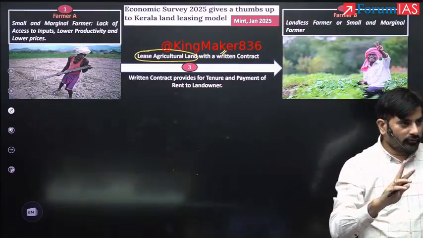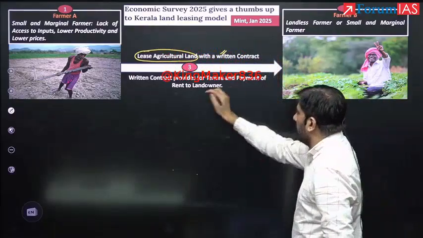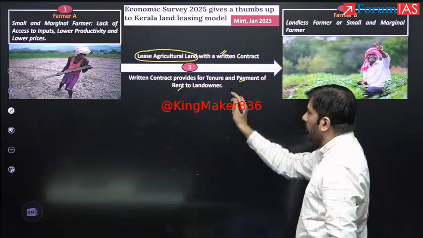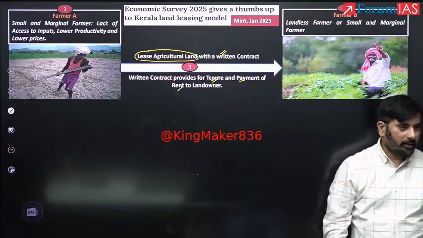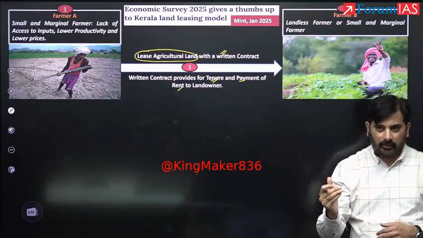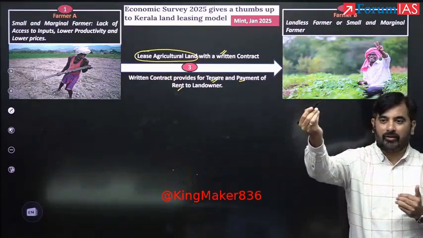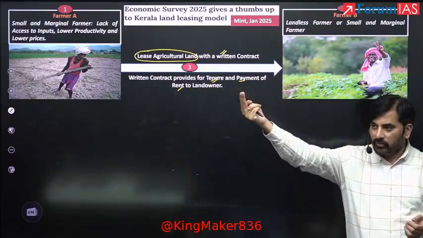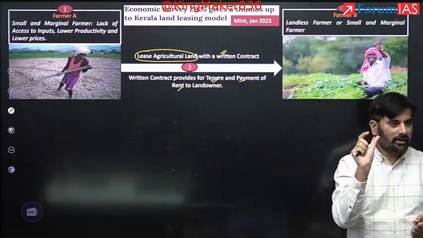Tenancy reforms have focused so far on two things. One, how much rent should be given to the owner, and two, security of tenure. It's like saying you rent out a room in old Rajendra Nagar. When you rent out a room, you sign a written contract with the landlord. This written contract tells how much rent you have to pay to the landlord. And second, the contract is valid for a few years.